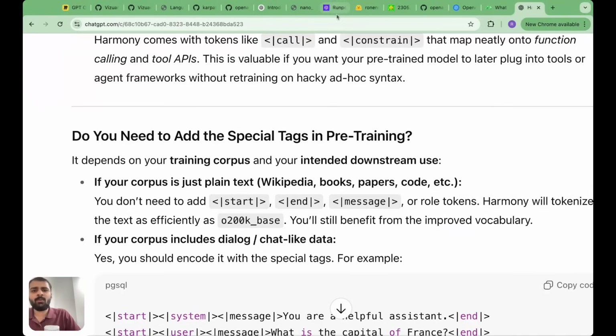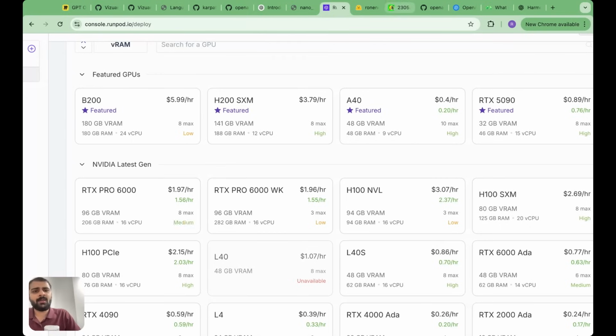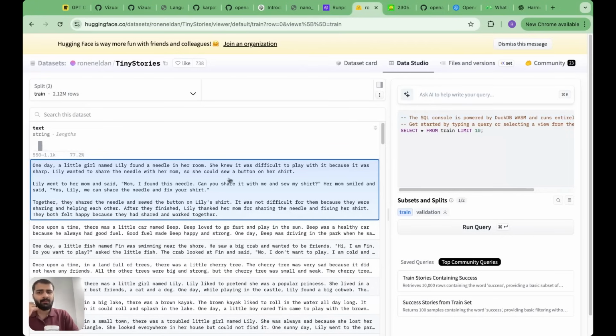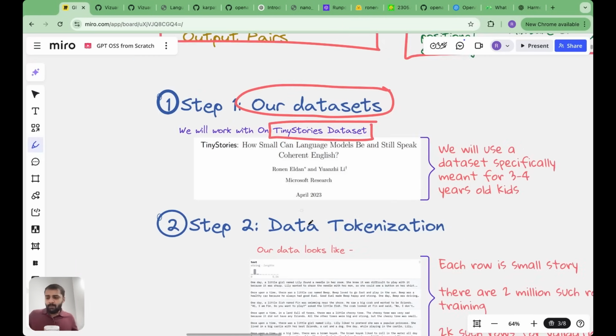Right? So I hope all of you actually understood what's the data set which we are using here. We are going to use 2 million stories in this tiny stories data set, and we are going to pre-train our model on that data. Remember, the model has no clue about the form of the English language like subject, verb, object, nothing. It has no clue about meaning.